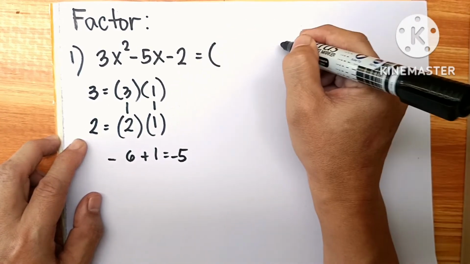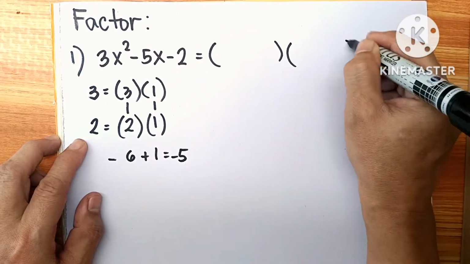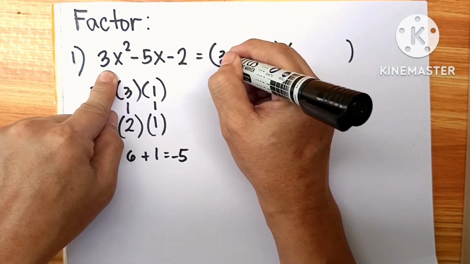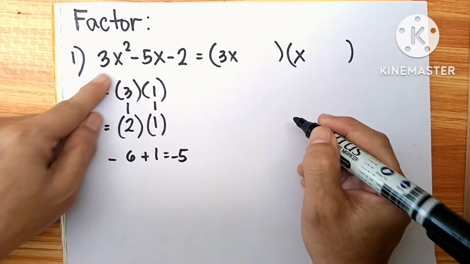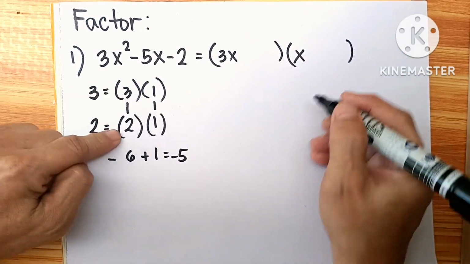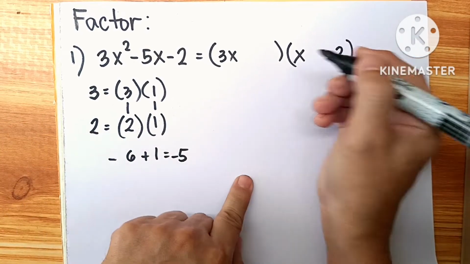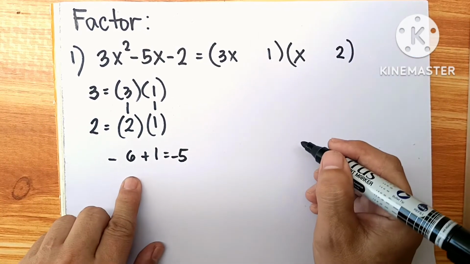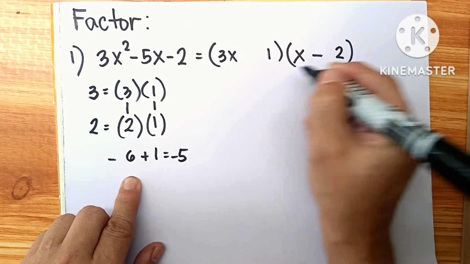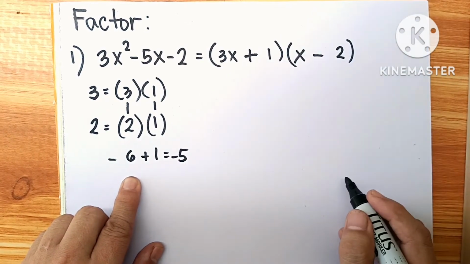Now, paano siya aayusin? Okay? First term, 3x and x. Then, I match 3 with 2. Lagayan 2 rito. Lagay dito ang 1. Anong sign natin? Dapat negative 5, negative dito, plus dito, and we are done. O, diba? Ang bilis lang.